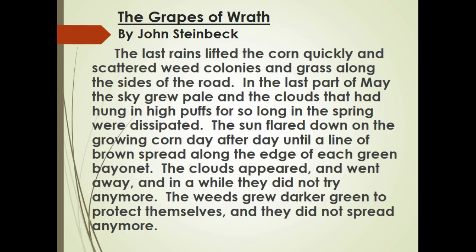The Grapes of Wrath. The last rains lifted the corn quickly and scattered weed colonies and grass along the sides of the road. In the last part of May, the sky grew pale and the clouds that had hung in high puffs for so long in the spring were dissipated. The sun flared down on the growing corn day after day until a line of brown spread along the edge of each green bayonet. The clouds appeared and went away, and in a while they did not try any more. The weeds grew darker green to protect themselves, and they did not spread anymore.